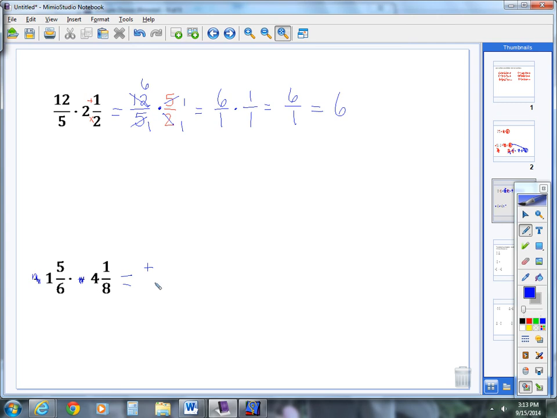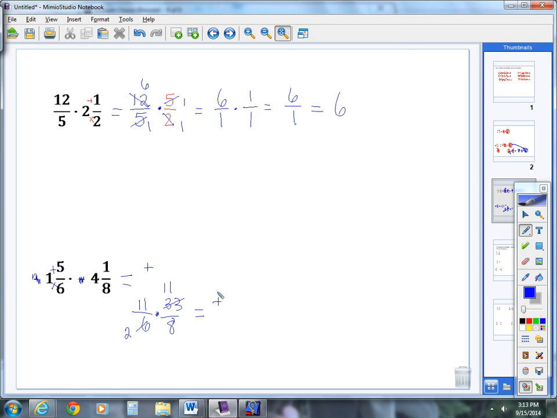Then I need to change my mixed numbers into fractions. So 6 times 1 is 6, plus 5 is 11. So I end up with 11 over 6 times 8 times 4 is 32, plus 1 is 33 over 8. Now remember, your answer is going to be positive. I do notice that I have something in common between the 6 and the 33, and that is 3. 3 goes into 6 2 times, 3 goes into 33 11 times.